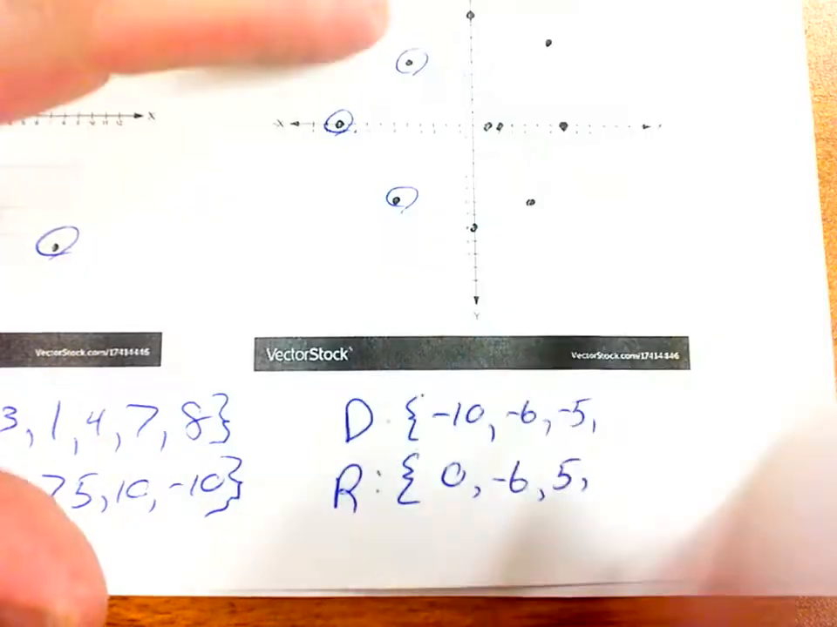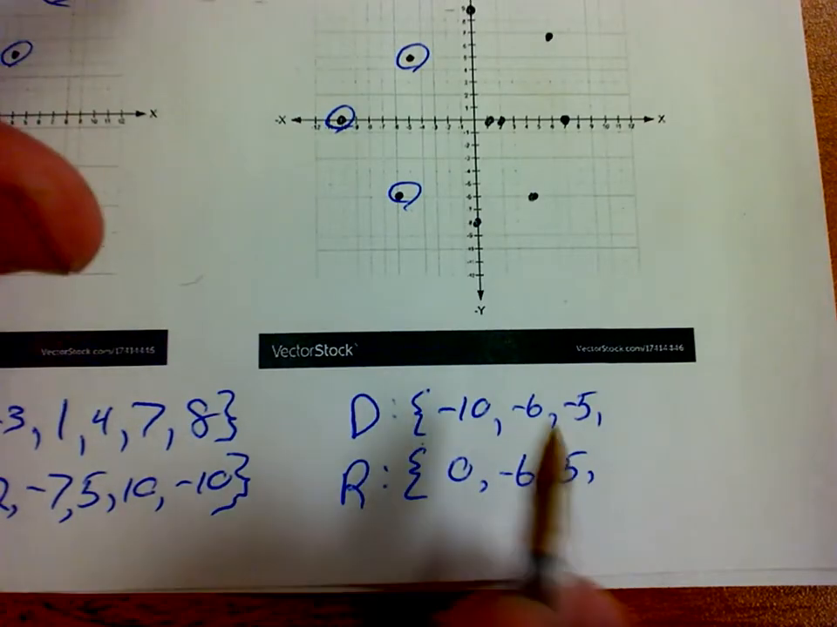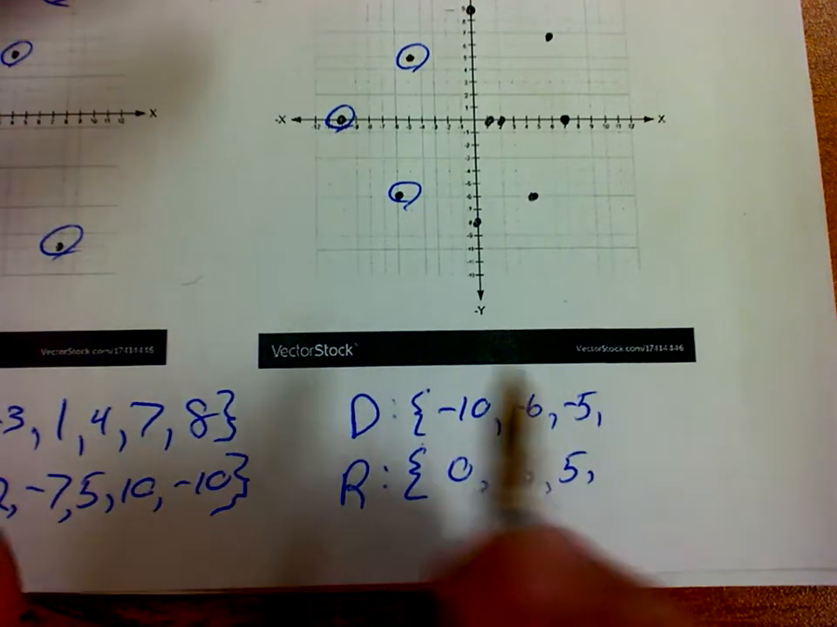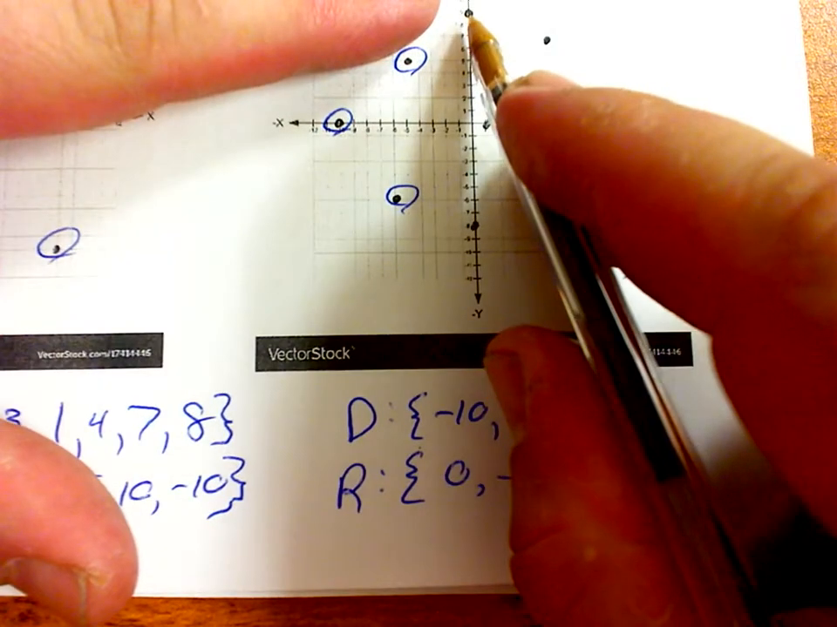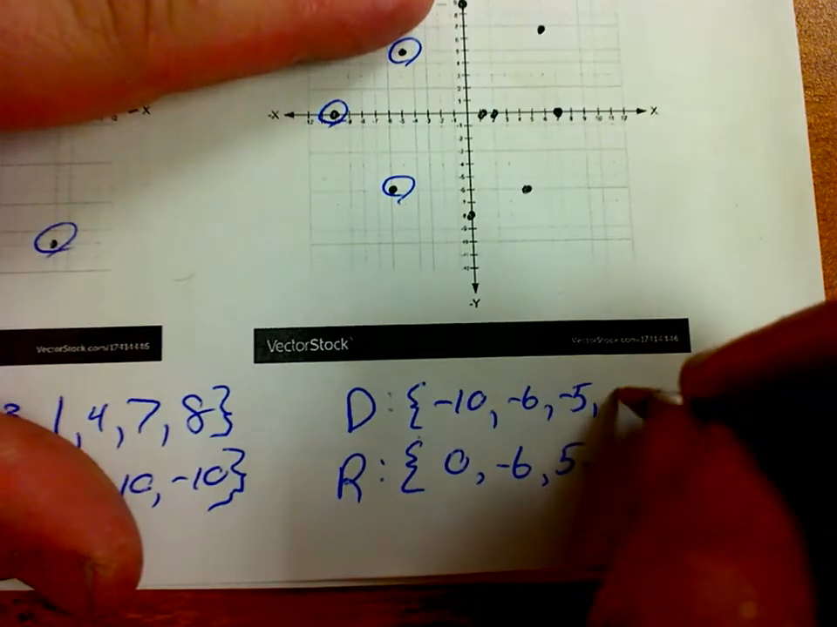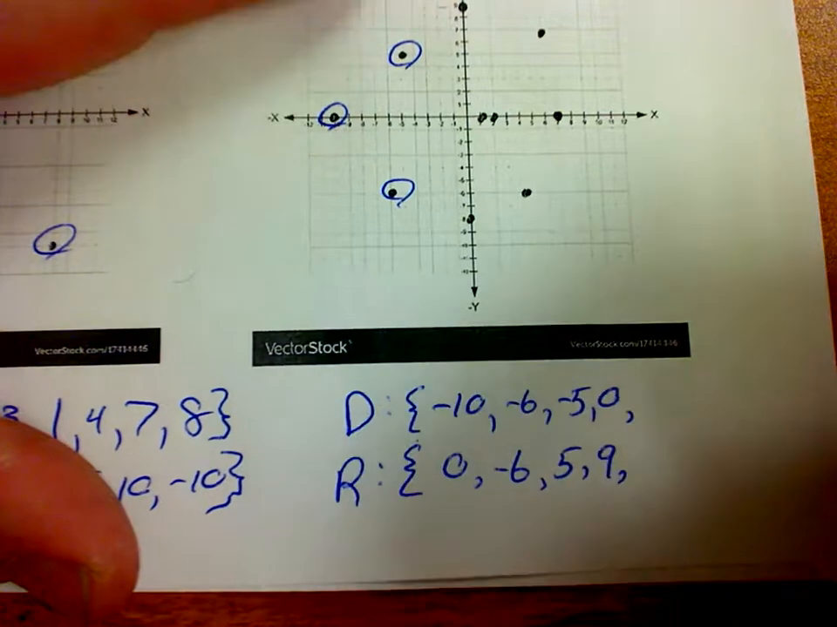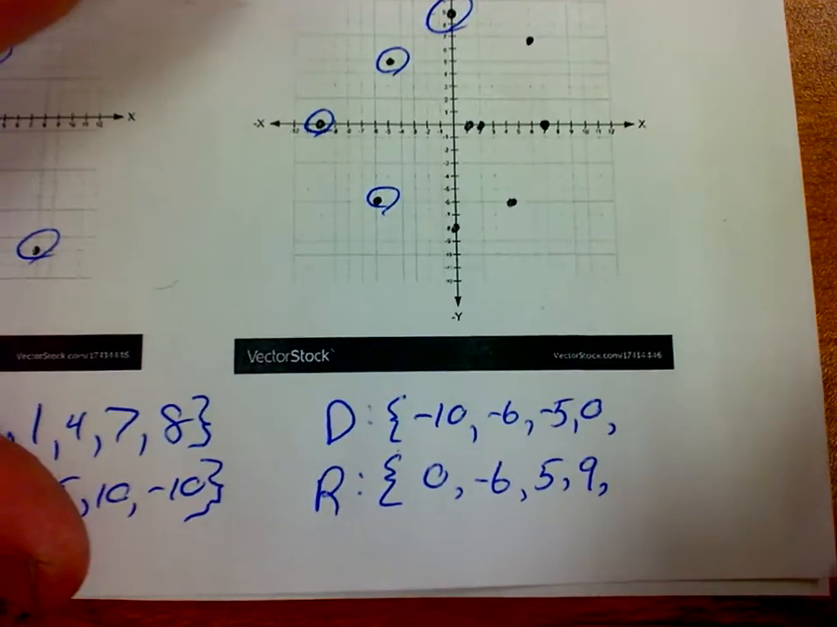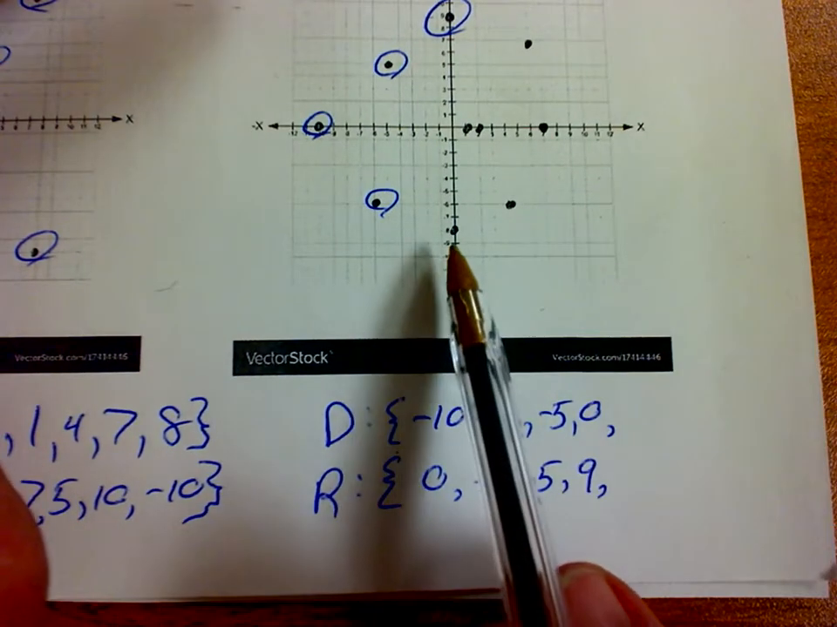Okay. As we've noticed so far, none of these are repeating in the domain, none of them are repeating in the range. So we just go ahead and keep going here. All right, here we have 0, 9. 0 is the x-coordinate, 9 is the y-coordinate. So we use it, which brings us to our first repeat right here.